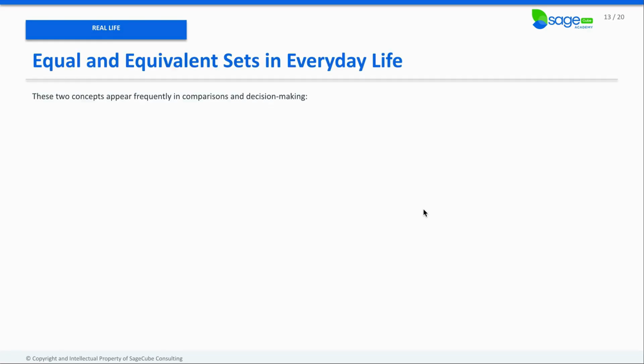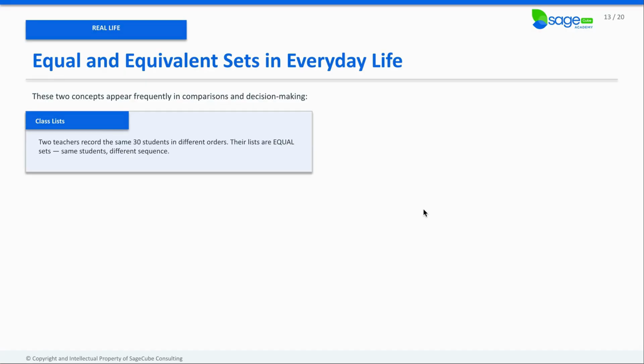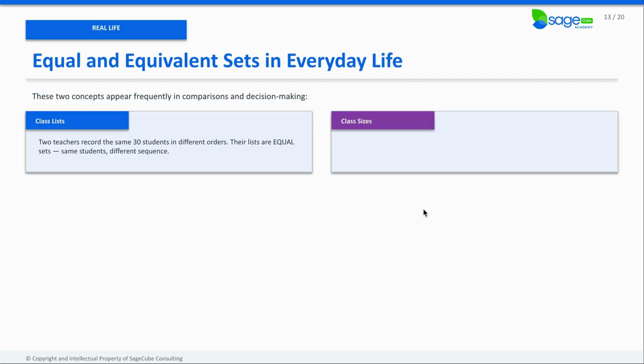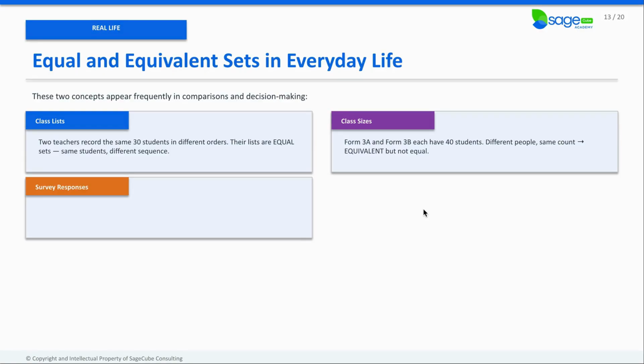All right, let's see this in real life. Class lists: two teachers have the same 30 students in different orders. What is that telling us? That they are equal sets. They are the same students, just ordered differently. Then class sizes: Form 3A and Form 3B each have 40 students. So different people, but the same count. That is equivalent, not equal. In survey responses, two groups may both give 4 responses each, but to different questions. So then that means it is equivalent, same size, but the answers are different, not equal.